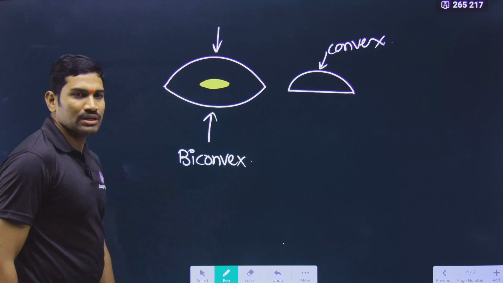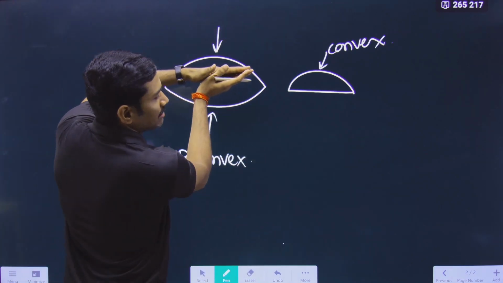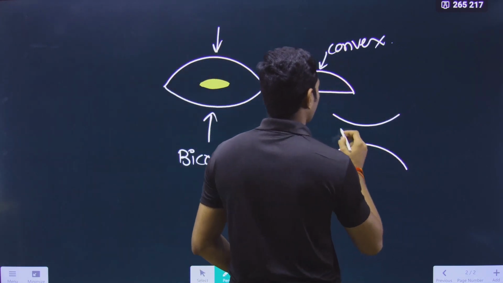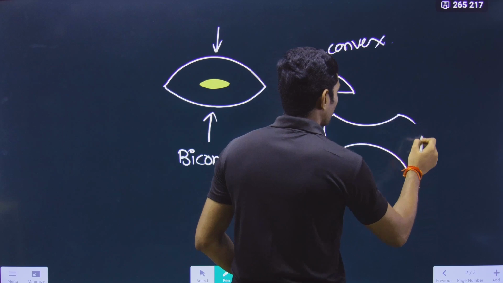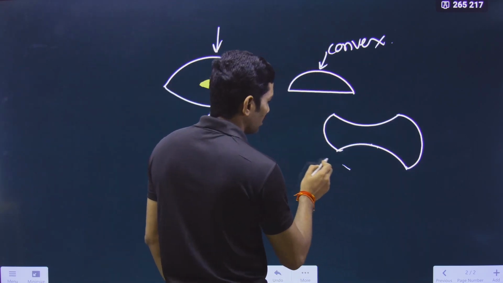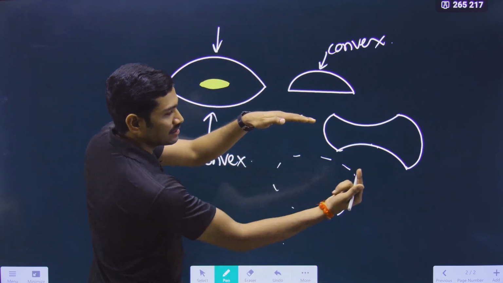Biconvex. Okay. So once this nucleus is removed, what happens? It will be pressed from both sides. So now it will become like this. Understood or not? Now overall, like this it is round.